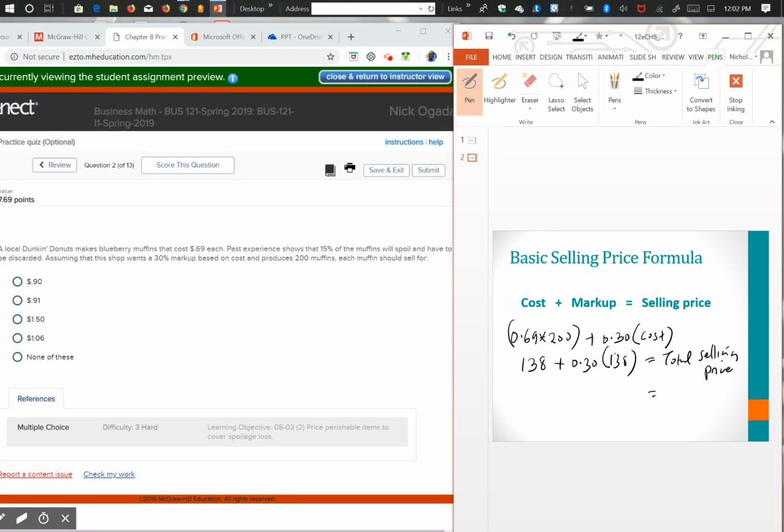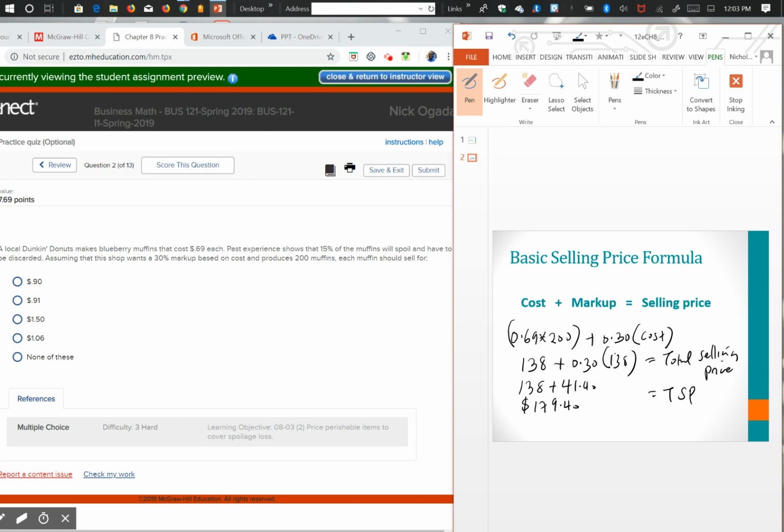Now, if you think about it, if our cost is 138 and our markup is 30%, then our markup is going to be 41.4, which is basically 30% of 138, is $41.40. You add this to 138, then we are saying we need to sell these muffins, and we need to realize 179 and 49 cents. But that will give us the ability to achieve our 30% markup based on cost.